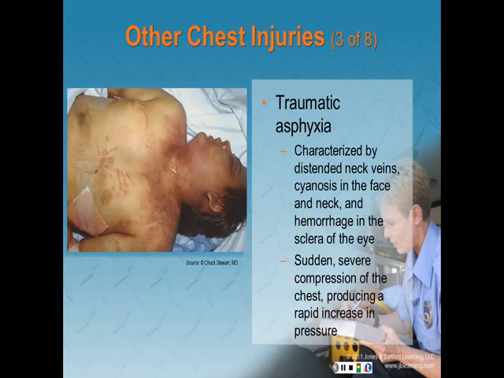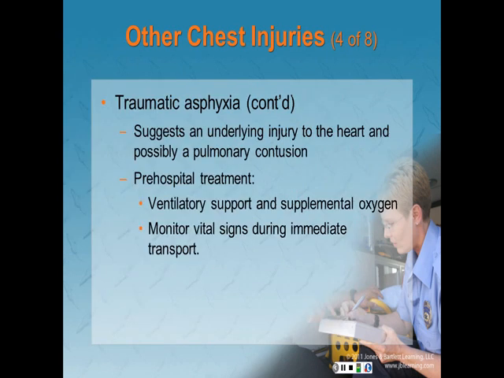Traumatic asphyxia. It's characterized by distended neck veins, cyanosis in the face and neck, and hemorrhage into the sclera of the eye. It describes sudden severe compression of the chest, which produces a rapid increase in pressure within the chest. An example would be an unrestrained driver who hits the steering wheel. It suggests an underlying injury to the heart and possibly a pulmonary contusion. Pre-hospital treatment includes providing ventilatory support with supplemental oxygen and monitoring vital signs during immediate transport.